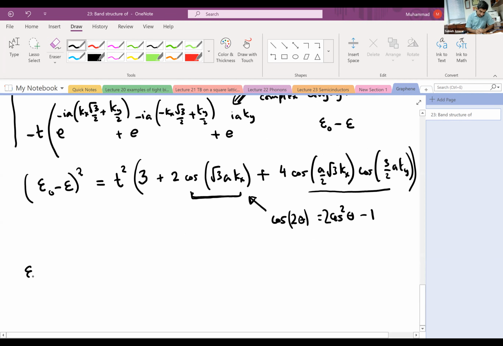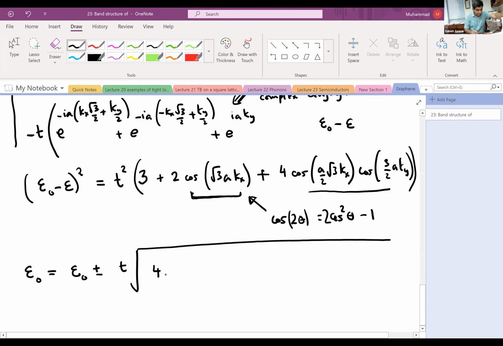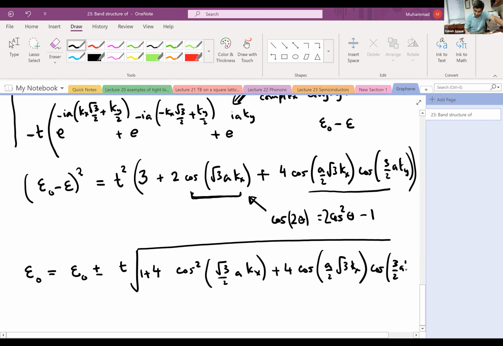All in all, at the end, I will get E equals E naught plus minus T, and in a square root factor, I'll get 1 plus 4 cosine square under root 3 over 2 a kx plus 4 cosine of a over 2 under root 3 kx cosine of 3 over 2 a ky. Of course, all of this algebra I've skipped. All of this algebra you need to do yourself.